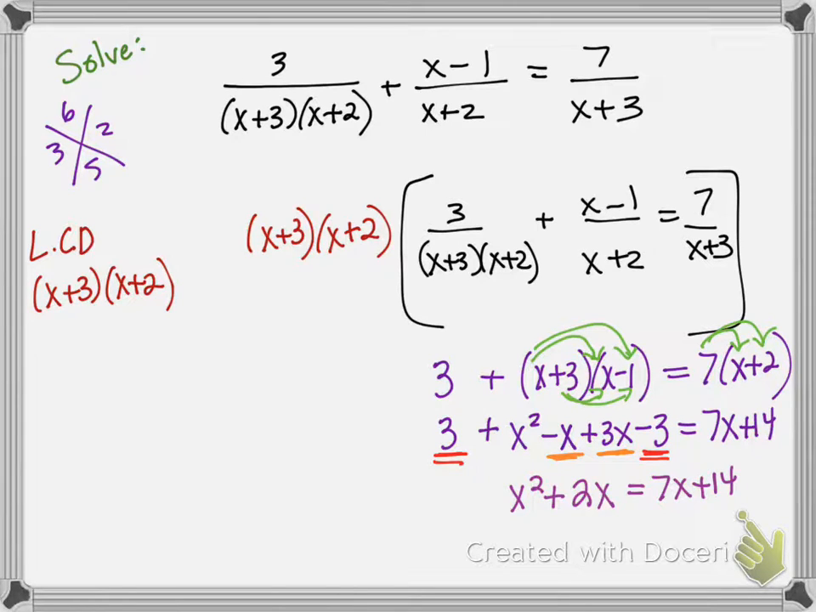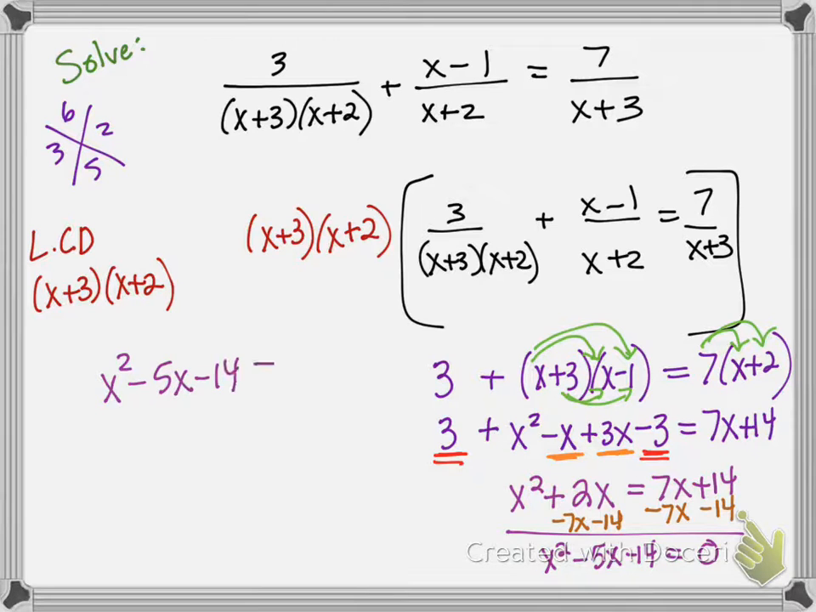So I notice that I have an x to the second power. That means I need to collect all the terms on the left-hand side. So I'm going to subtract 7x and subtract 14 from both sides to move everything to the left-hand side. When I do that, I'm left with x squared. 2x's minus 7x's is negative 5x's. And I have a minus 14, and that's equal to 0 because nothing's on the right-hand side. So x squared minus 5x minus 14 is equal to 0.